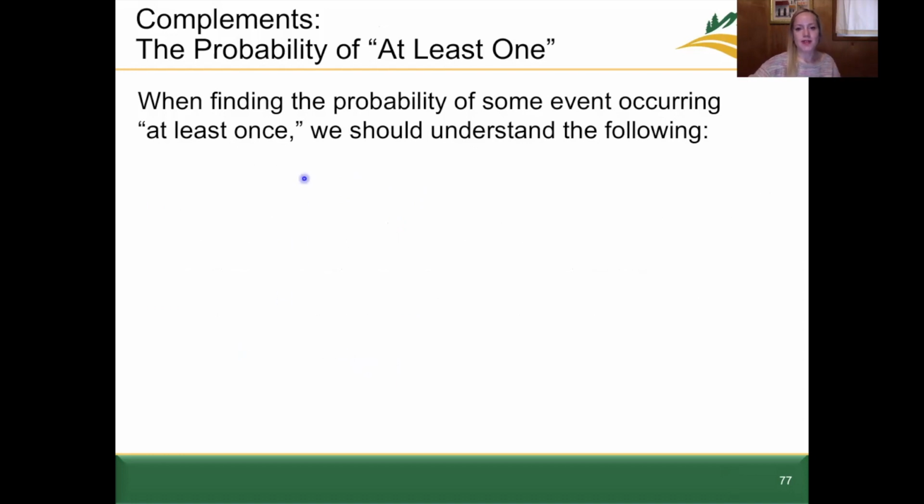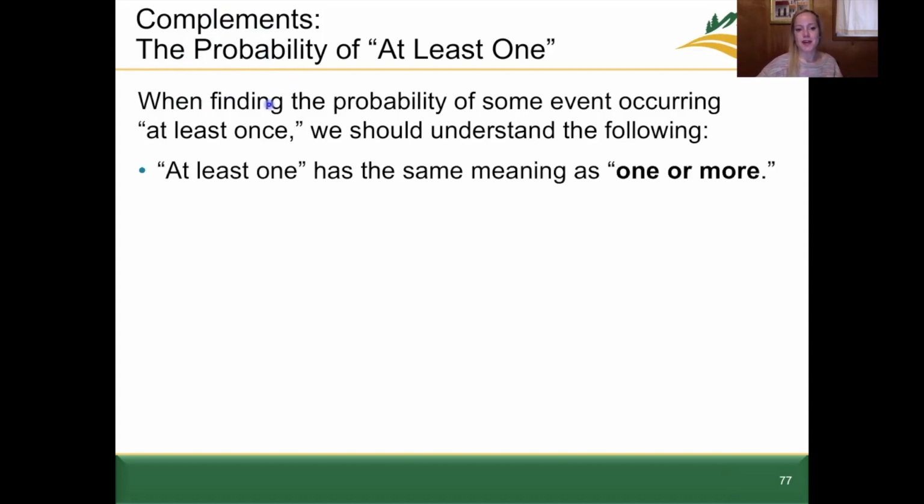Okay, so to start out, we've previously learned about the idea of complements when dealing with probability, so A and A bar. Here we're going to apply the idea of complements in finding the probability of some event occurring at least once. Let's first talk about what at least once, or at least one, means. When we're talking about this in the realm of probability, at least one has the same meaning as one or more. So it has to happen one time, or it can happen more than that. But it's one time at minimum.